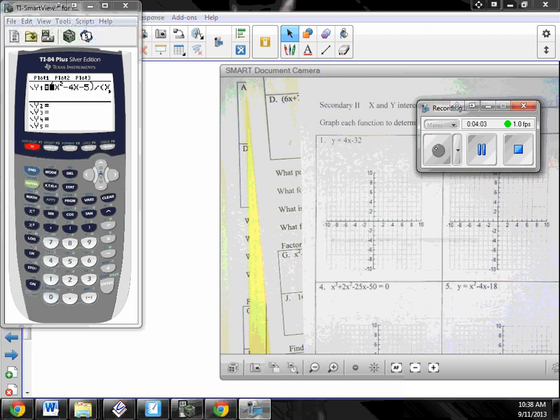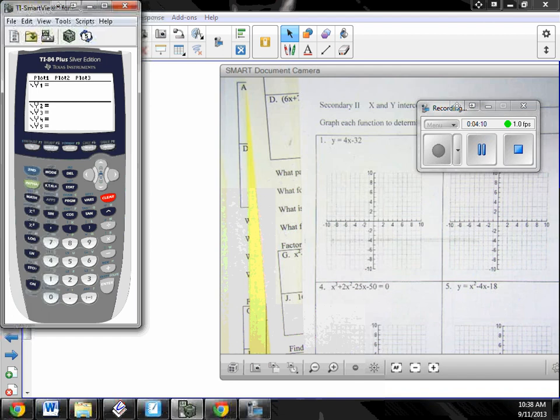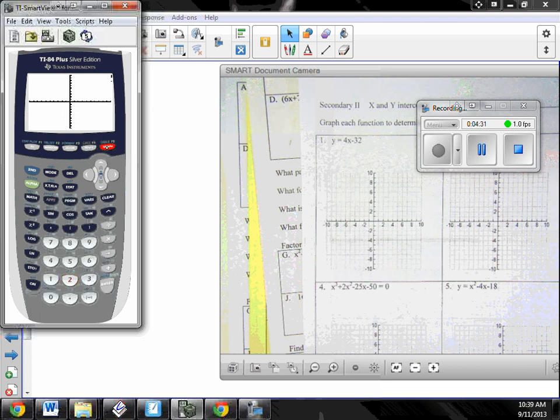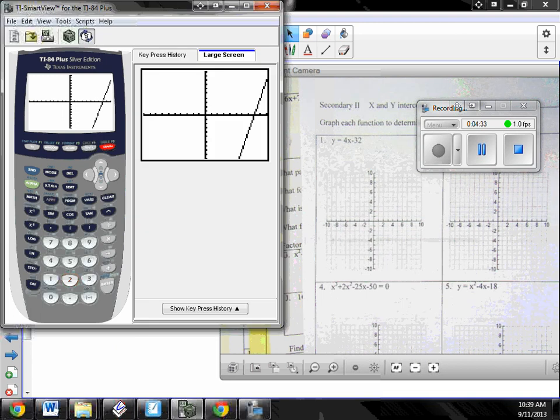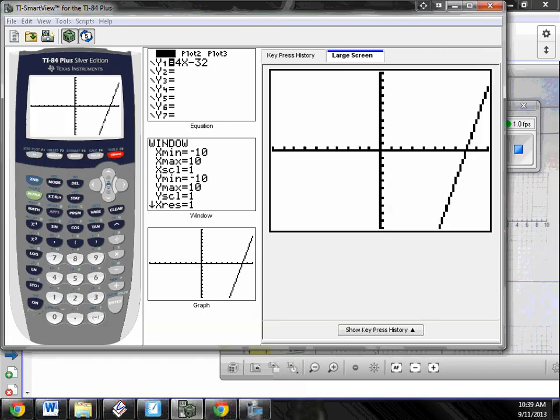Okay, so everybody push y equals, and clear out whatever equations you have in there. And then you need to type in 4x minus 32. The x is right next to the green alpha button. So 4x minus 32. X is right here. Once you're done, push graph. If your graph looks different from mine, let me know, and I'll come over and help you fix it.